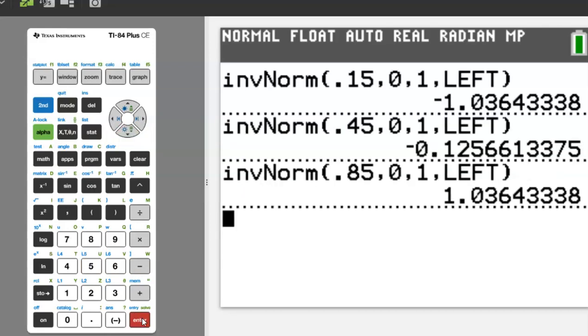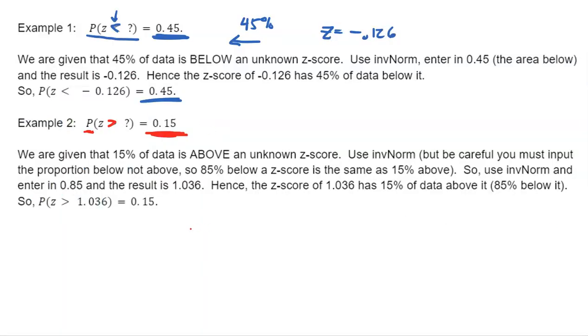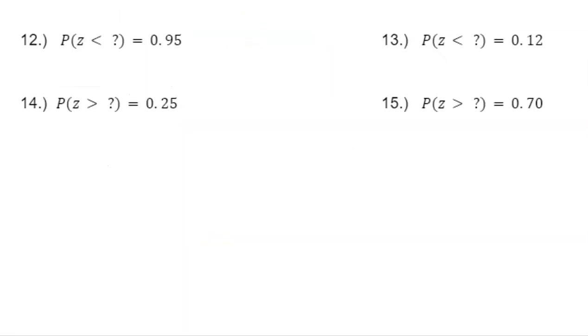All right, and I'm going to get the z-score, 1.036. So a z-score of positive 1.036 has 15% greater than it, simultaneously 85% below it. Easy, easy, easy. All right, how about we try some examples right now?